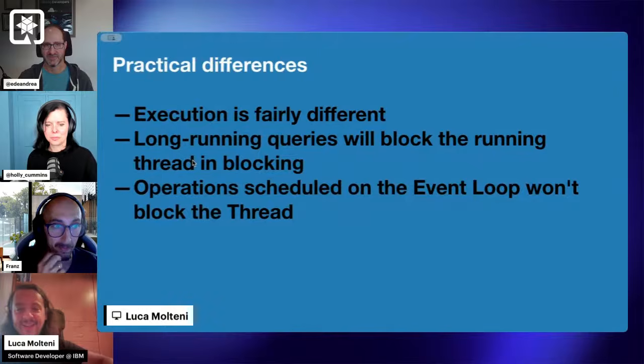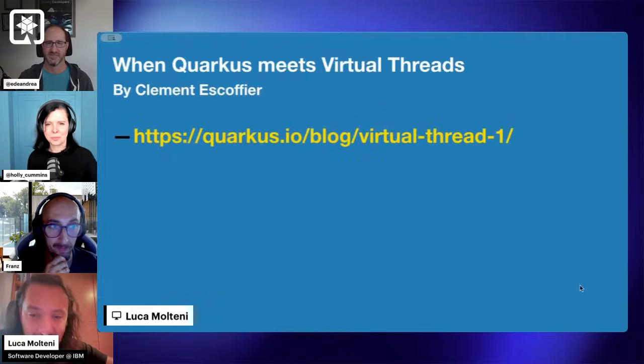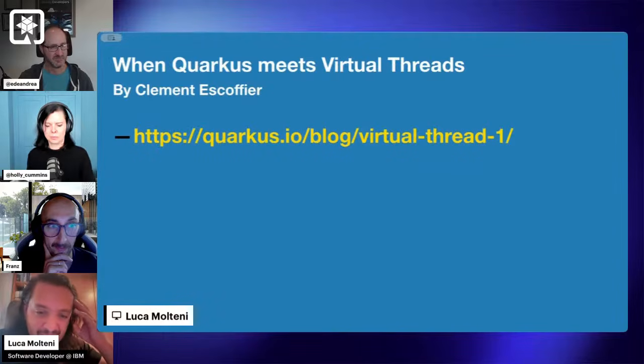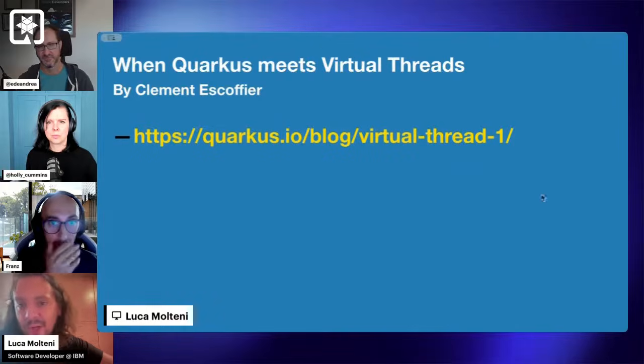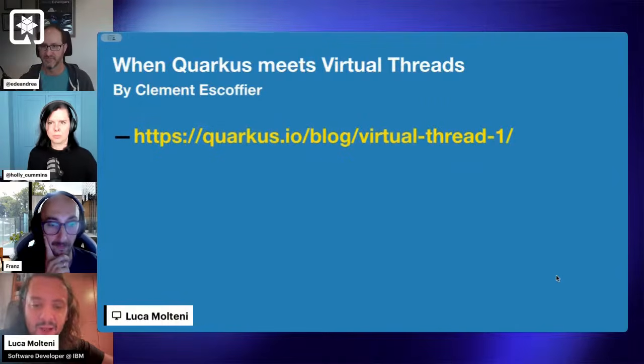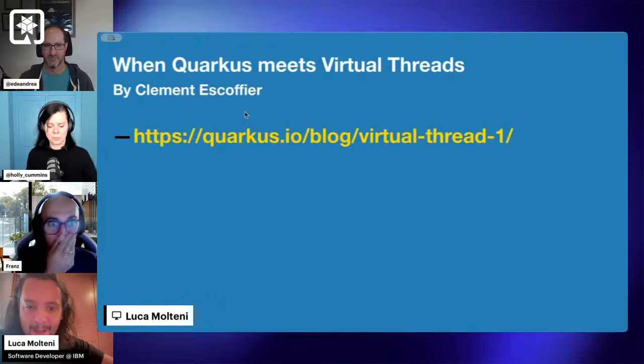Anyway, there wasn't anything interesting. It's just the things that I talked to you about. Okay, so there are practical differences. But first, I would like to share this blog post, which was written by Clément, who is a member of the Quarkus team, as I was telling you before. And I think this article really explains well the difference between the traditional threading model and the reactive threading model, with, of course, the addition of virtual threads, because this is an article on virtual threads.